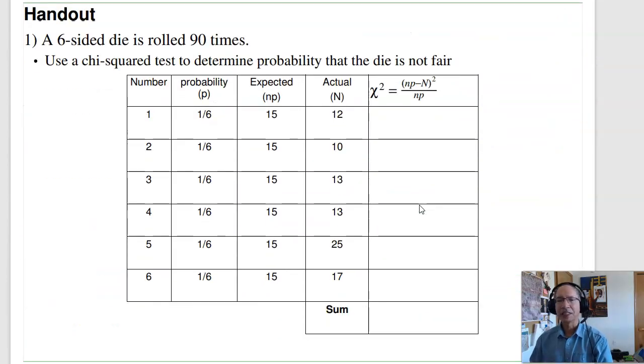So here's a handout. Suppose I roll a 6-sided dice 90 times. So I should get 15 1s, 2s, 3s, and so on. This is what I actually got. Find the chi-squared score and determine whether this is a fair die.